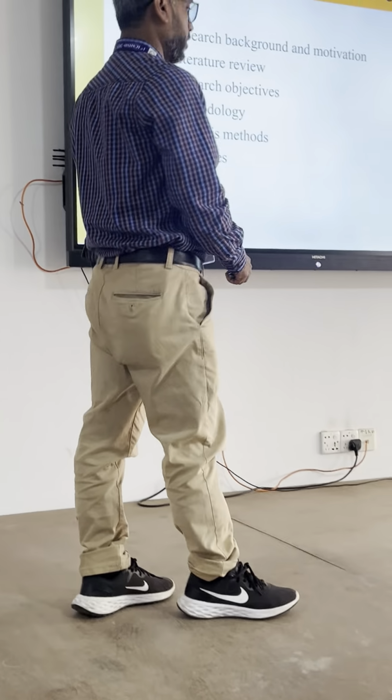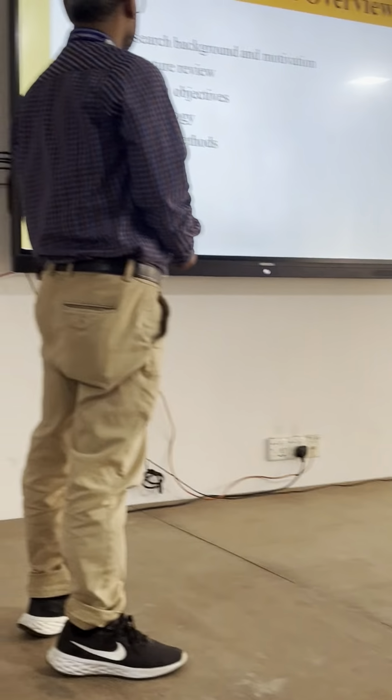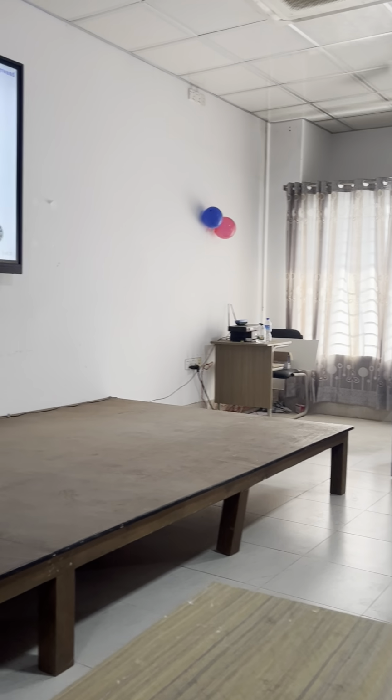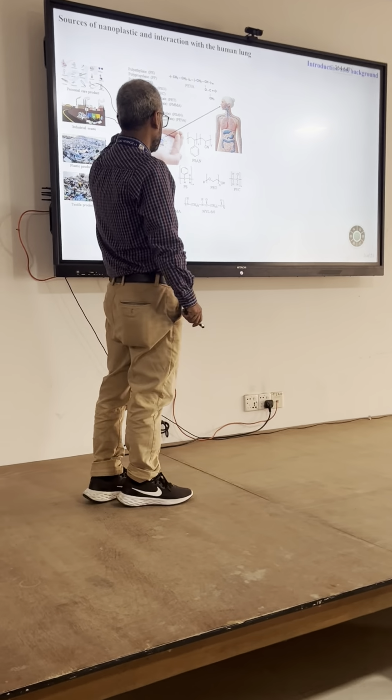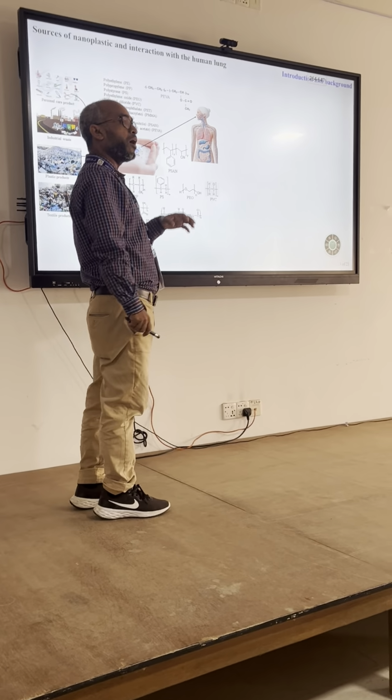So, this is the overview of the presentation. As you see, nanoplastic or microplastic can be found in personal care products, then in industrial waste, plastic products, and textile products. These are the names of the common nanoplastics: polyethylene glycol, PTP, PVC. Those are the names of the common microplastics that are found in the environment.